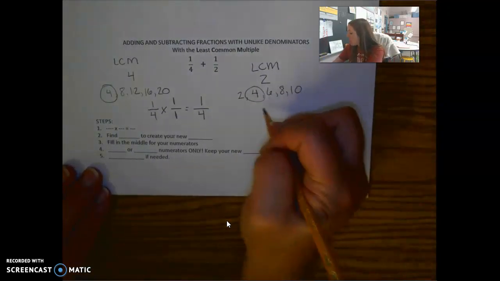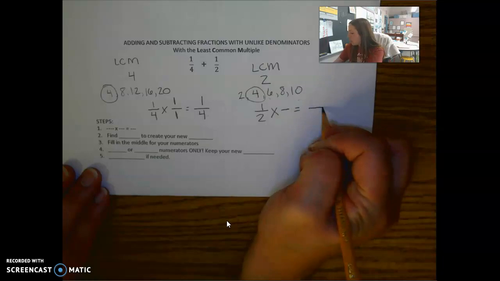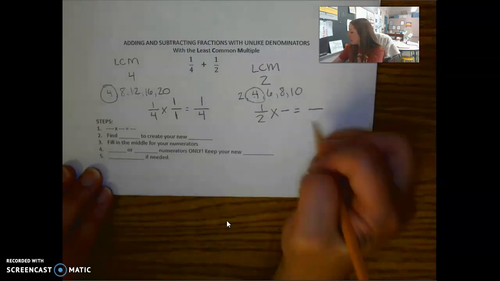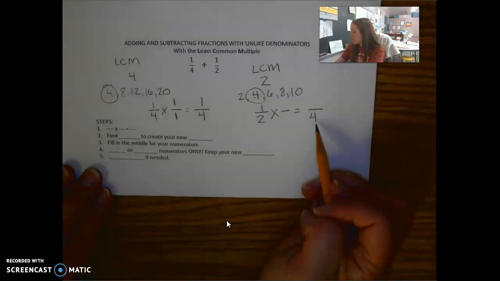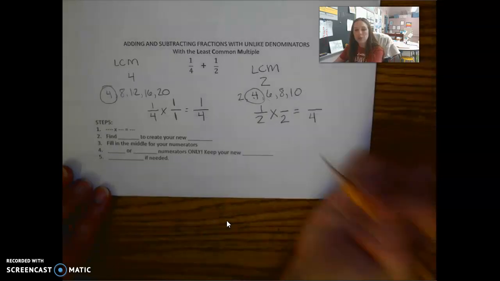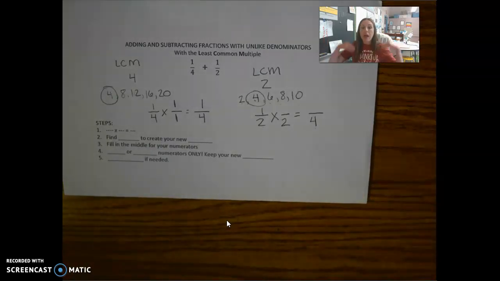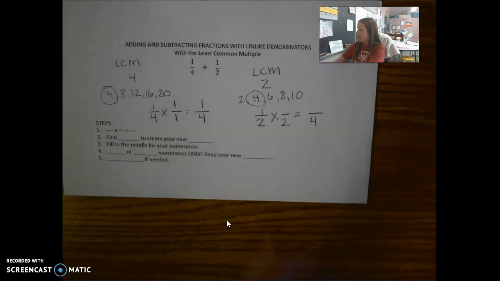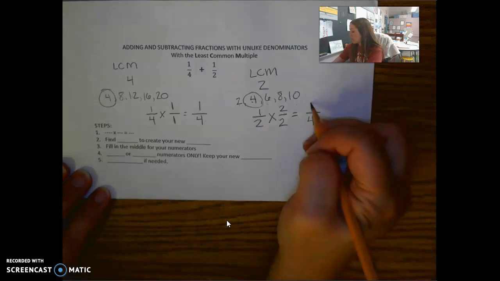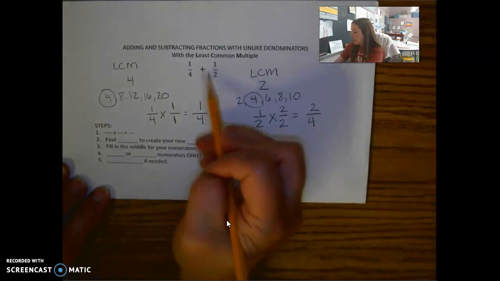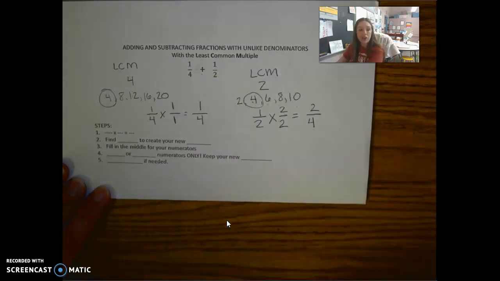So let's do our 1/2 times dash equals dash. And remember, we're using that 4 to be our common denominator. Well, what times 2 equals 4? 2 times 2 equals 4. What am I going to put on the top? Well, whatever I do to the bottom, I have to do to the top. So I'm going to also multiply my top by 2. And 1 times 2 is 2. And since our operation sign was add, I'm going to add our 2 fractions together.